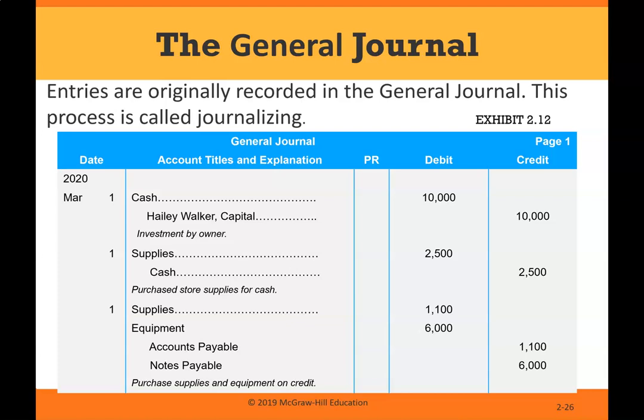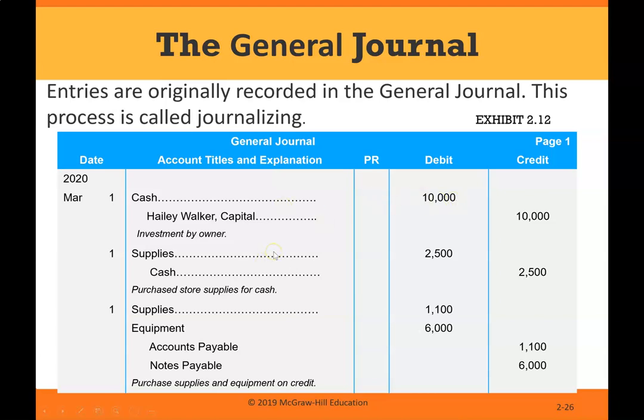So for example, on March 1st, 2020, the owner made an investment of $10,000. So she put cash into the bank account and cash went up, debit. She also contributed that cash herself, so that investment went into capital and investment went up, credit. Cash is an asset, so when you increase an asset, it's a debit. Capital is an equity account, so to increase an equity account, it's a credit.